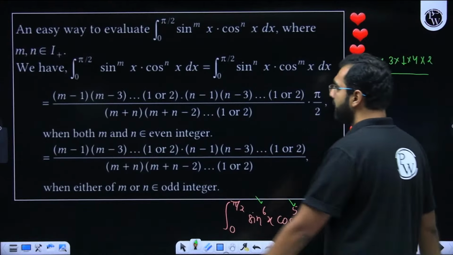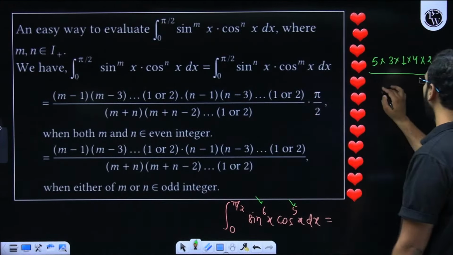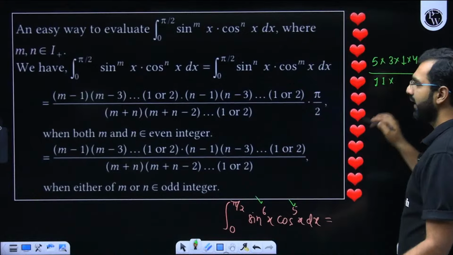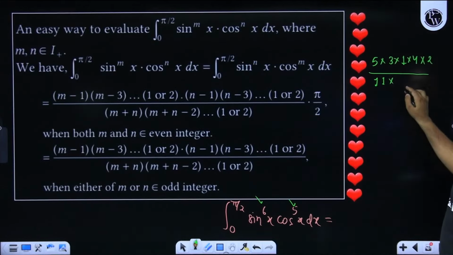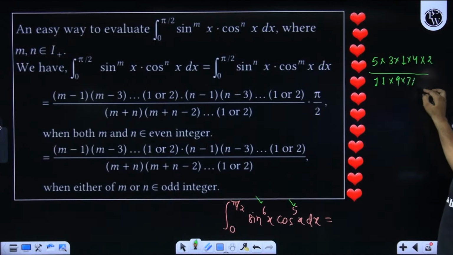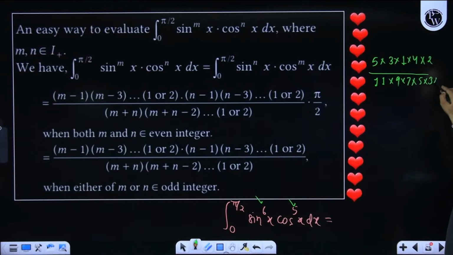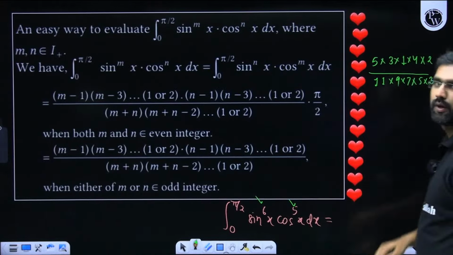Divided by (m plus n). So m plus n is 6 plus 5. That is 11. Then again I subtract 2 from it. So 11 minus 2 is 9. 9 minus 2 is 7. 7 minus 2 is 5. 5 minus 2 is 3. 3 minus 2 is 1. Into pi by 2 is what you do. That's your answer.